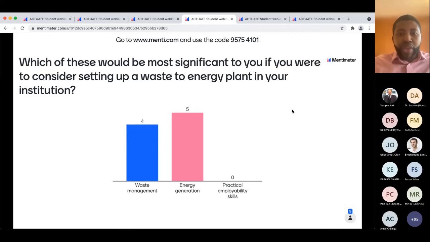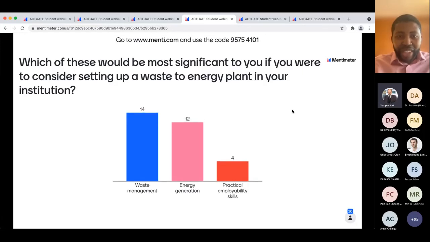Why do you think a waste energy plant should be set up in your university? Is it because of waste management, energy generation, or practical employability skills for the students? Because you'll be amazed how much you can learn practically if you had a waste energy plant on campus where your courses are being taught using that as a practical example. So, Kek, are you seeing what I'm saying? This is interesting. I would have thought the practical skills should be the top of the list. What is going on here?